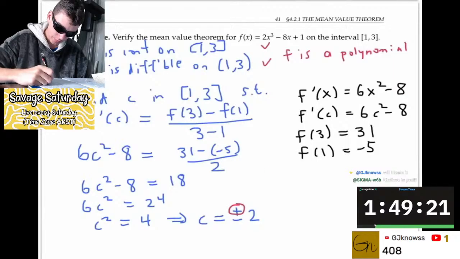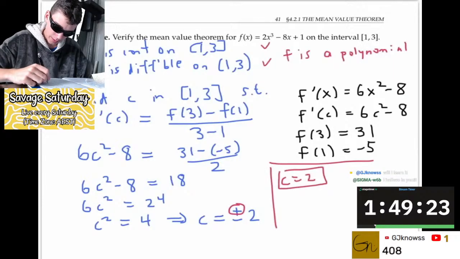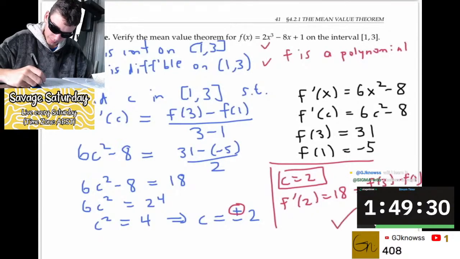positive 2. So c equals 2 is the number we're looking for, and at c equals 2, f prime is equal to 18, which is the average rate of change of f on the interval. We've verified the mean value theorem.